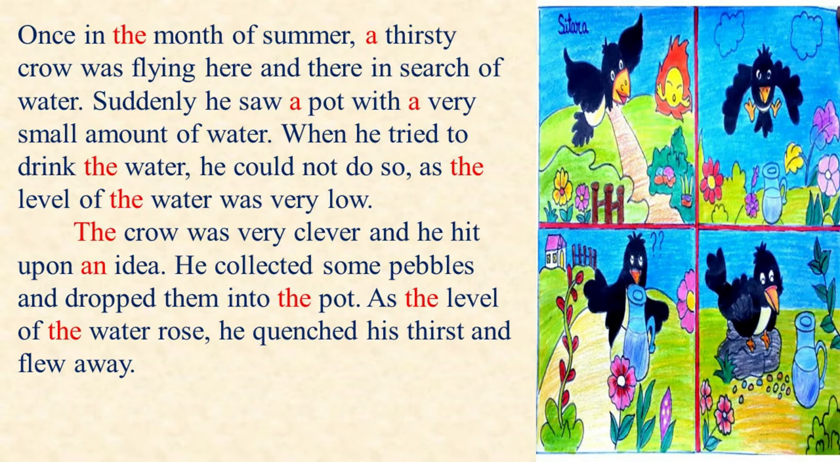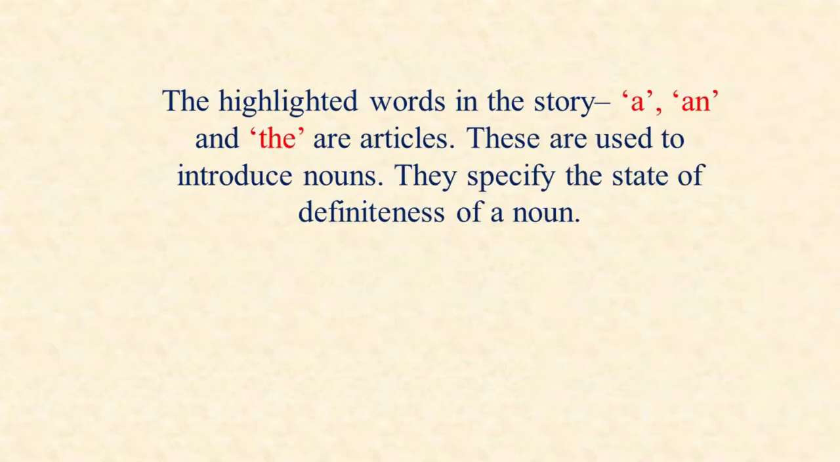Have you noticed the highlighted words? The highlighted words in the story, a, an, the, are articles. These are used to introduce nouns. They specify the state of definiteness of a noun. Articles are a little tricky for a person of Hindi background because the Hindi language does not have anything similar to it.